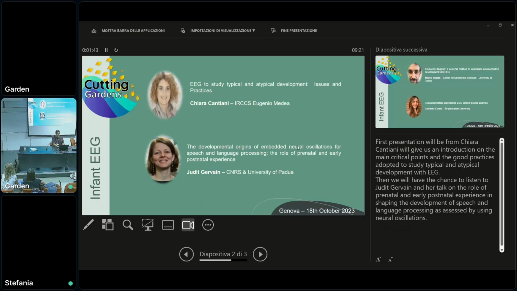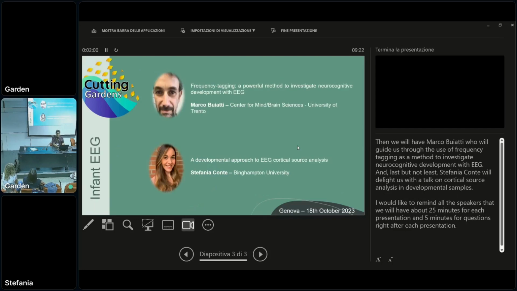Then we'll have the chance to listen to Judith Gervain and her talk on the role of prenatal and postnatal experience in shaping the development of speech and language processing as assessed using neural oscillations. Then we'll have Marco Bugliatti, who will guide us through the use of frequency tagging as a method to investigate neurocognitive development with EEG. And last but not least, Stefania Conte from the US will delight us with a talk on cortical source analysis in developmental samples.